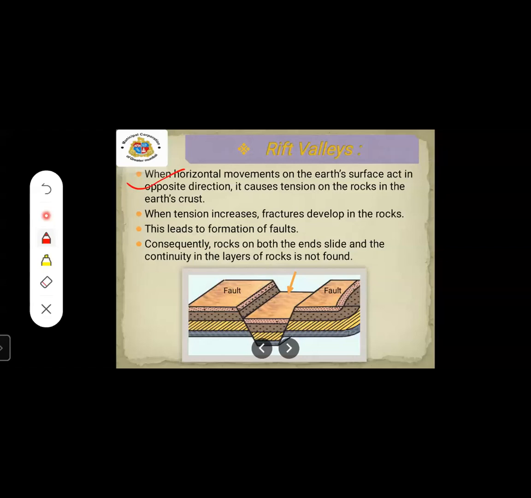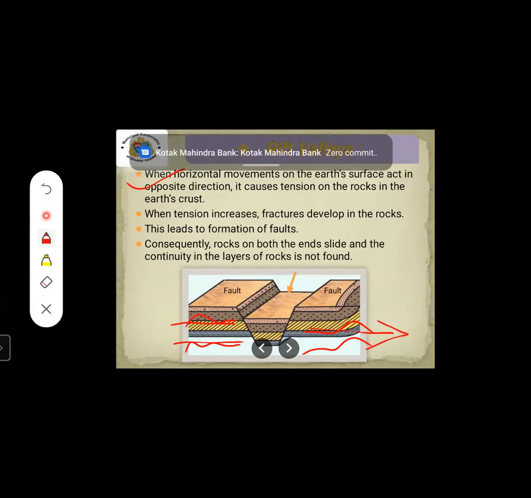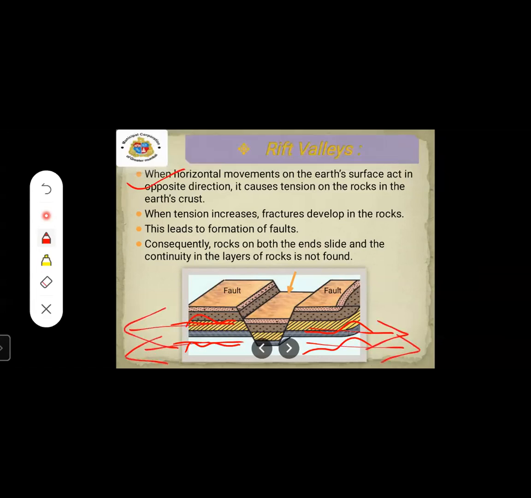Rift valley is when the horizontal movements you can see on the earth surface are in the opposite direction, means this way. The directions are moving in the opposite. At that time, tension will be created in the rocks of the earth crust, and when this tension keeps on increasing continuously, you can see that a fracture is developed in the rock.